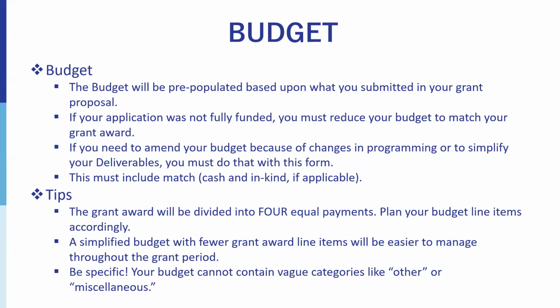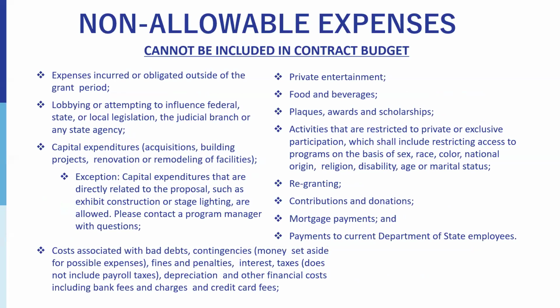Just make sure that you're specific about your line items, meaning don't have miscellaneous, and make sure you're aware of non-allowable costs. Note your contract budget should include cash match and in-kind. You can change that too. Just make sure that you're specific about your line items and that you are still aware of non-allowable costs.